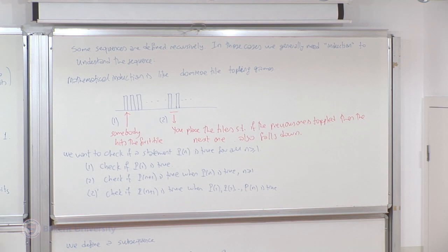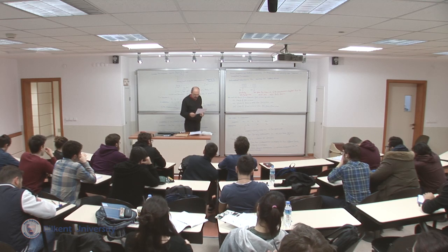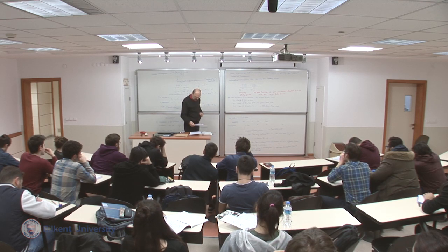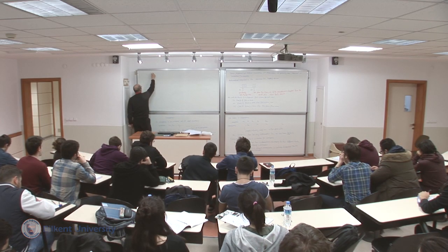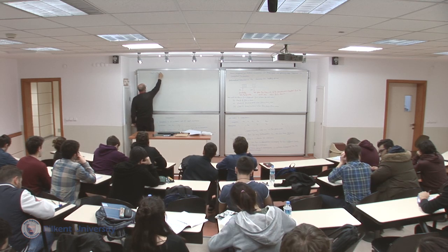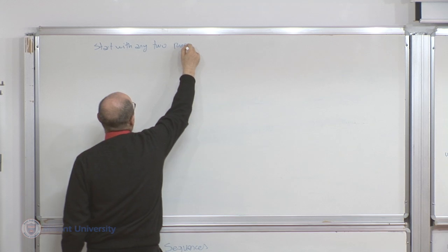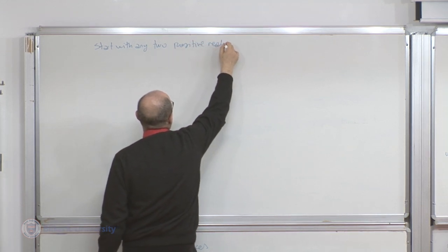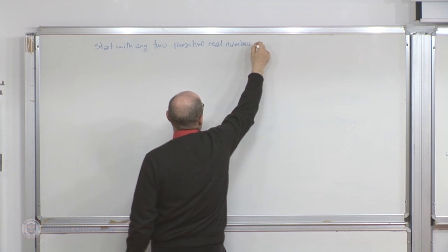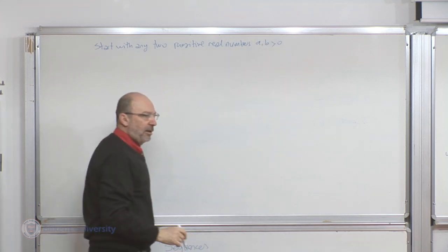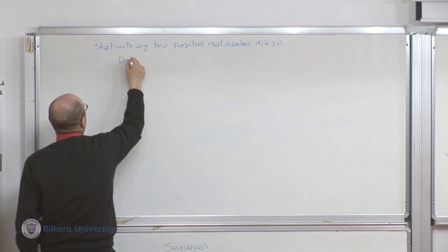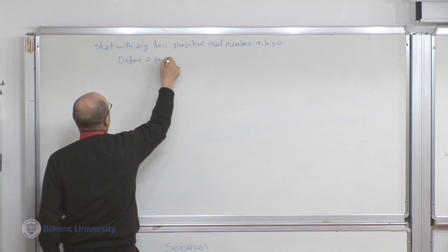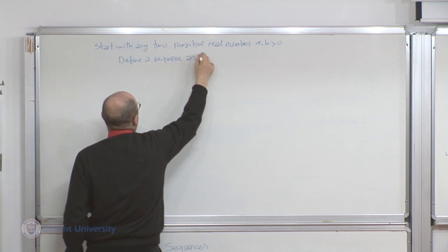Okay, so let's start with an example where we will use these things. Here's a famous example. Start with any two positive real numbers A and B. I emphasize that they are positive. Define a sequence as follows.